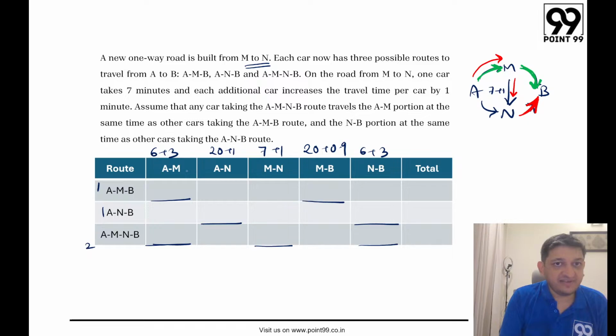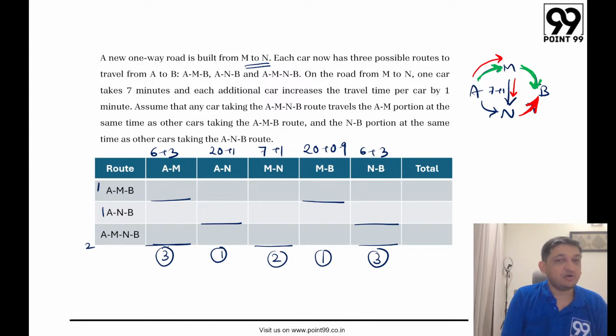AM route पे there are three vehicles that are traveling in total. AN पे only one vehicle is traveling. MN पे there are two vehicles that are traveling. MB पे there is only one vehicle that is traveling, and here there are three vehicles that are traveling. So how much time will it take to go from A to M?